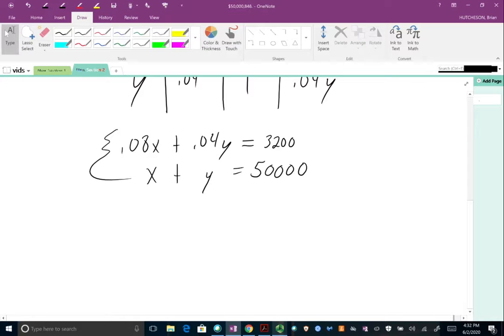Now, there's several different ways to solve this. One is with a matrix. One of them is the addition method, which is also called the elimination method. And the other one is the substitution method. I challenge everybody to do substitution.